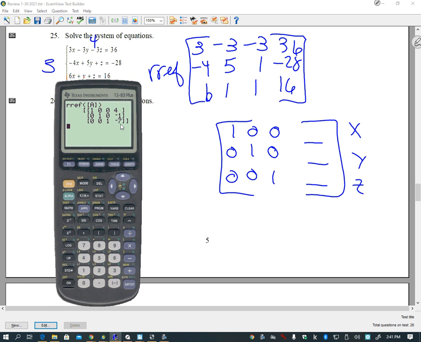Is that the answer according to the answer key? Yes or no? It is? All right, great. That's what it'll look like in the graphing calculator. 4, -1, -7. That's what I want right there for X, Y, and Z. It went X, Y, Z from left to right, so it's going to be in order X, Y, Z, top to bottom. Yes?